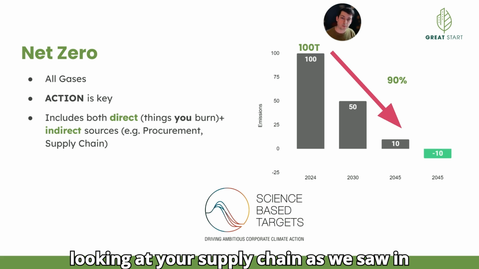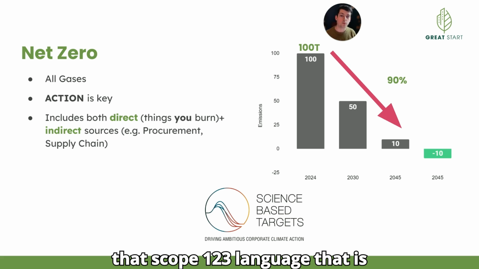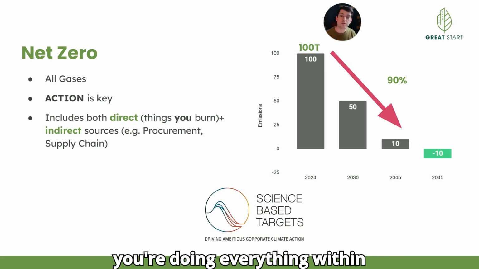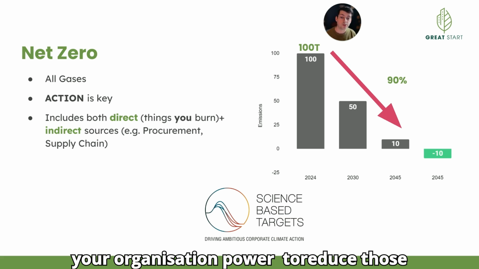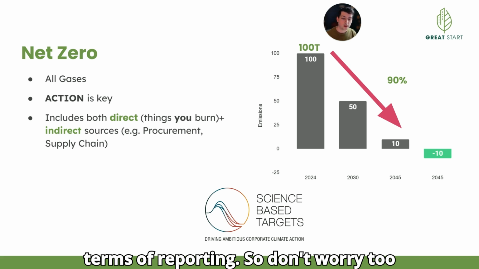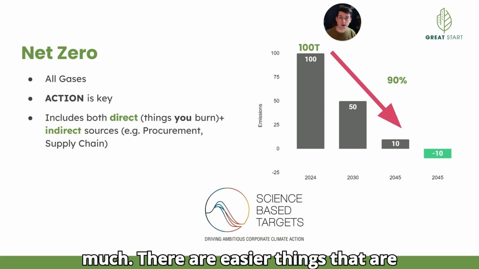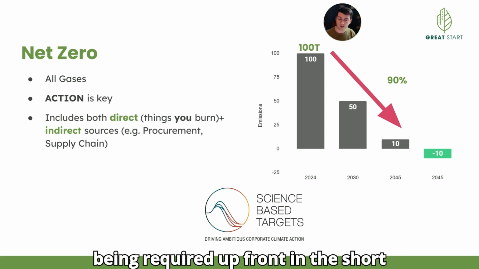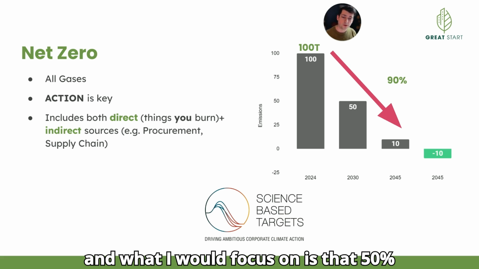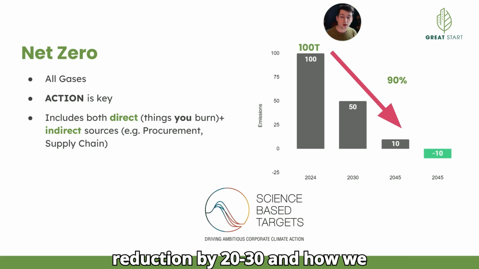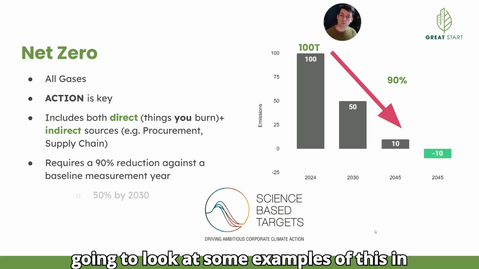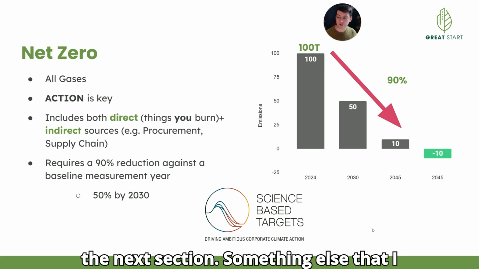So it is looking at your supply chain, as we saw in that scope 1, 2, 3 language that is aligned around net zero, to ensure that you're doing everything within your organisation's power to reduce those emissions. However, there are some limits on what are going to be required there in terms of reporting, so don't worry too much. There are easier things that are being required upfront in the short term. The main thing here to remember, and what I would focus on, is that 50% reduction by 2030 and how we achieve that. And we're going to look at some examples of this in the next section.